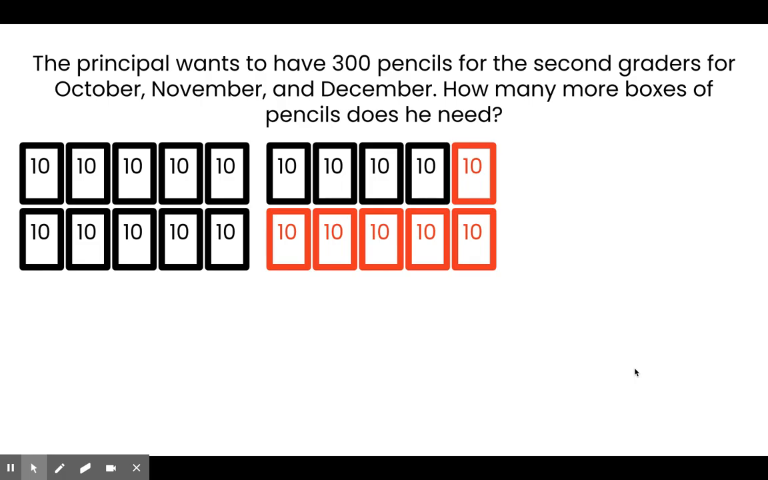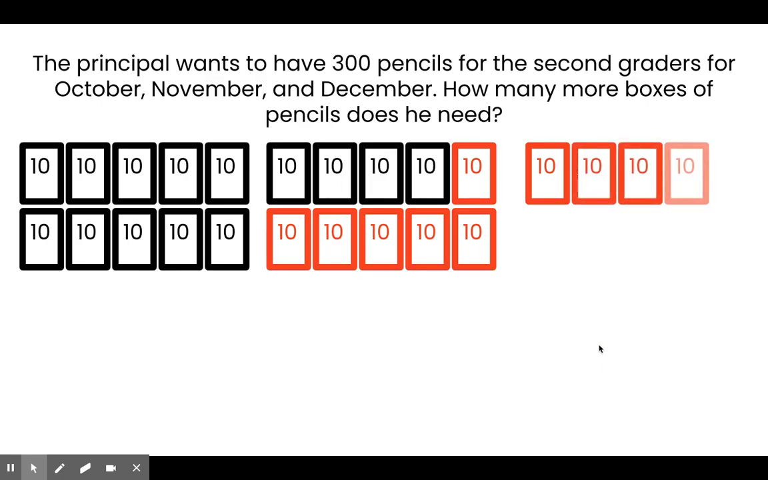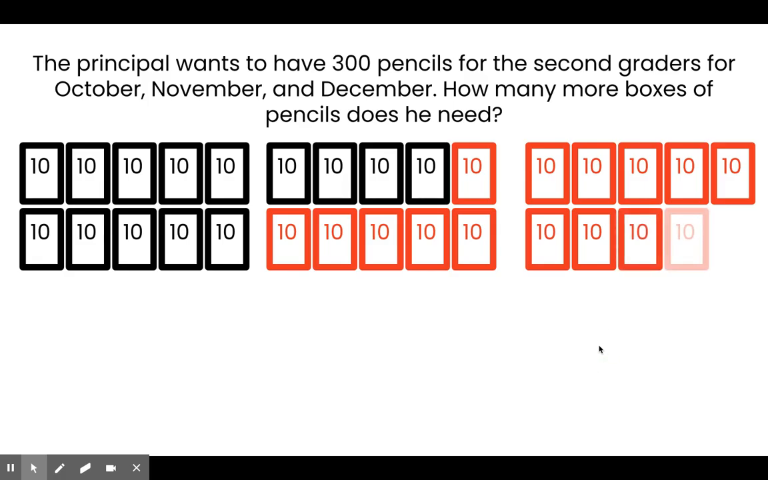But you may know that there's a faster way to do it. If I just need to add 100 more pencils, I could draw 10 more groups of 10 very quickly. That's the benefit of drawing the 10-frame way. But let's keep counting by tens. Remember, we're at 200, 210, 220, 230, 240, 250, 260, 270, 280, 290, 300. That's how many boxes of pencils the principal would need to have 300.